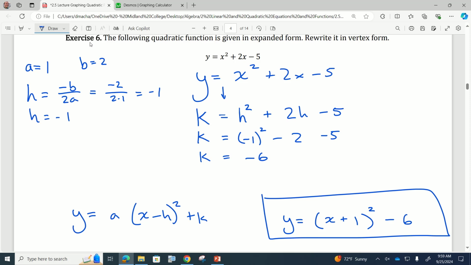This question is going to be on your test Monday. Any questions about how to do it? You got the a already given to you. You've got a nice neat formula for h, and you find k by plugging in h into your original function.